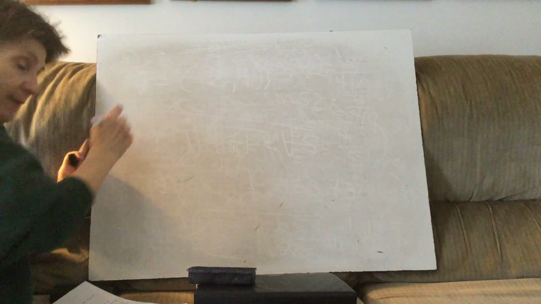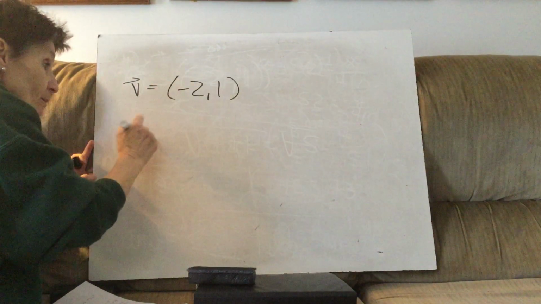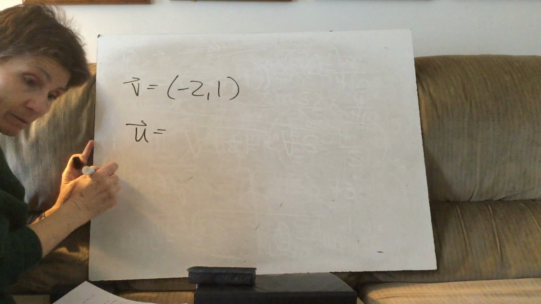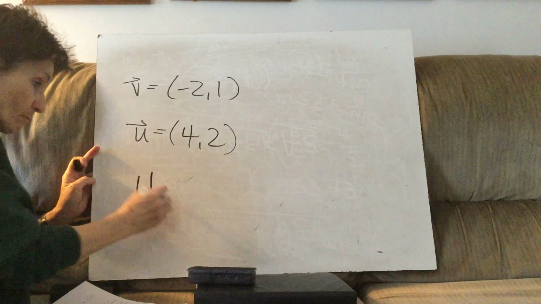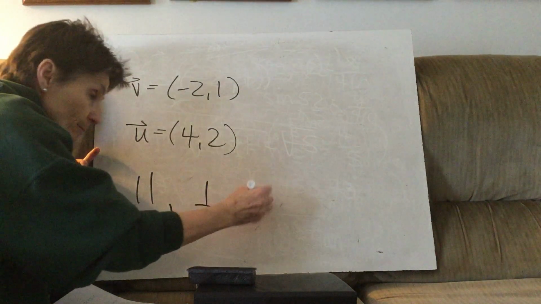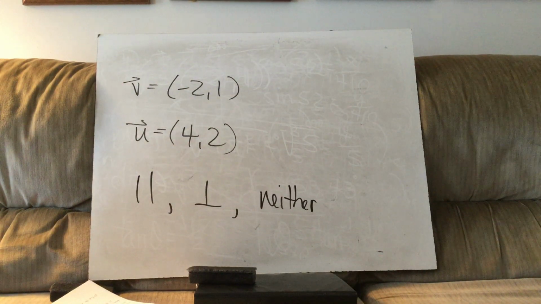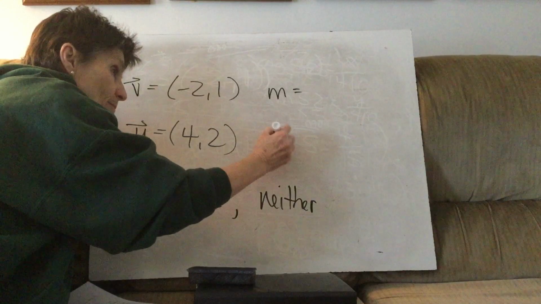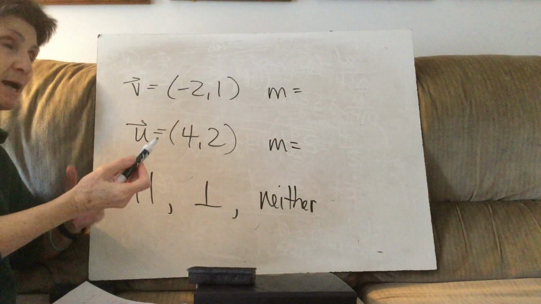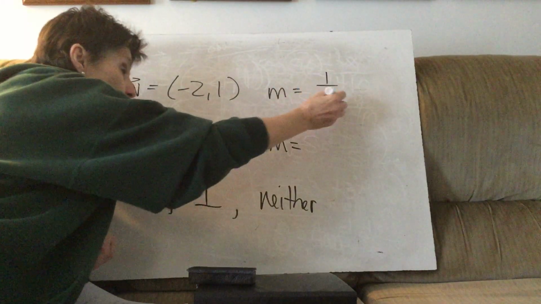All right, in number 11, we got a couple of vectors. And we want to know if they're parallel, orthogonal, perpendicular, or neither. Okay? So there's a couple different ways you can do this, but one way is just to find the slope of each vector. And that's easy because slope is rise over run, it's y over x. So the slope would be 1 over -2.